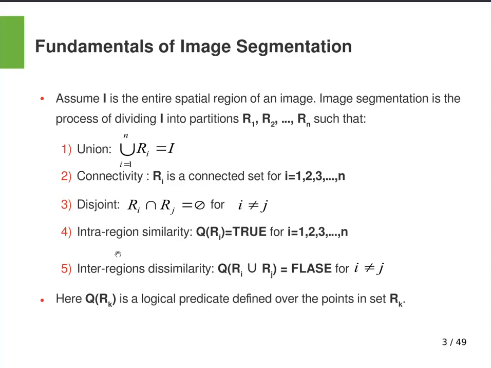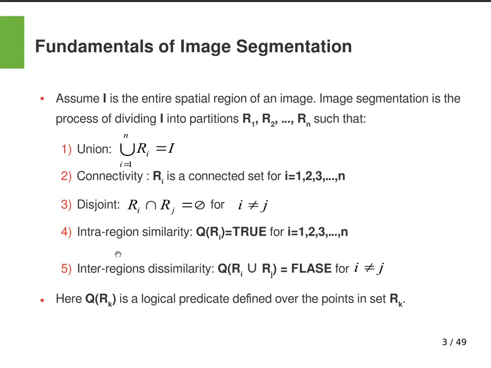So let's give you some properties and definitions for image segmentation. Let's assume we have image I, and I here represents the entire spatial domain or region of the image. Image segmentation is the process of dividing this image I into several partitions. These partitions are going to be numbered as R1, R2, all the way to Rn. These partitions satisfy some properties.